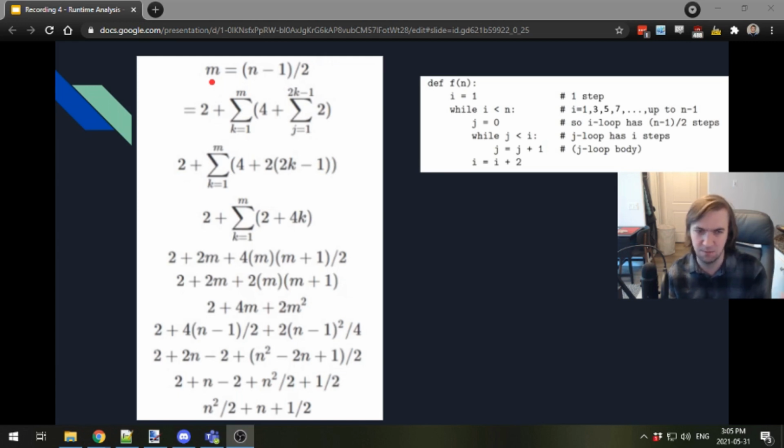Okay, so if we keep that in mind, what can we say about the running time of this code? Well, to start off, the first line of code is always just going to be one step. Anytime we call this function, i equals 1 is just going to take one step, okay?